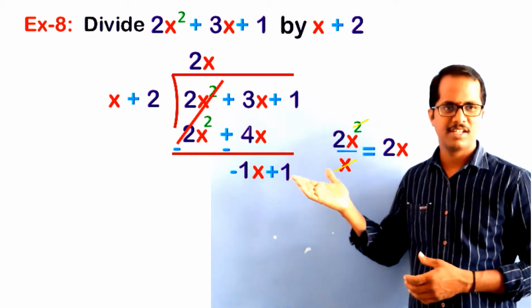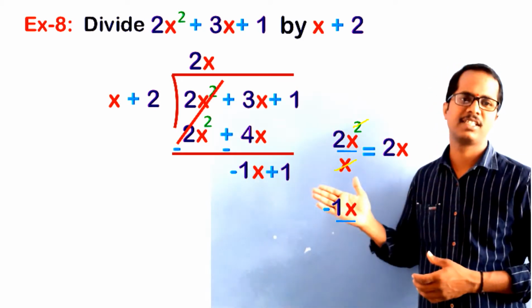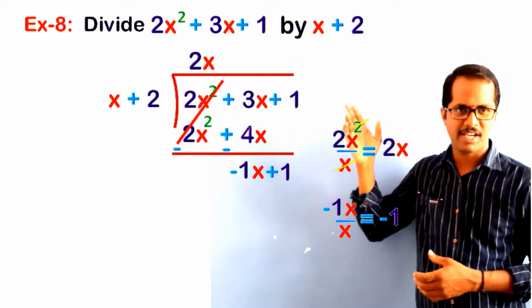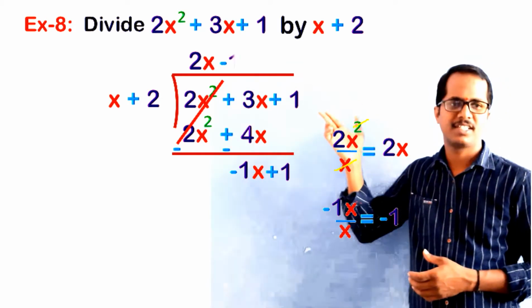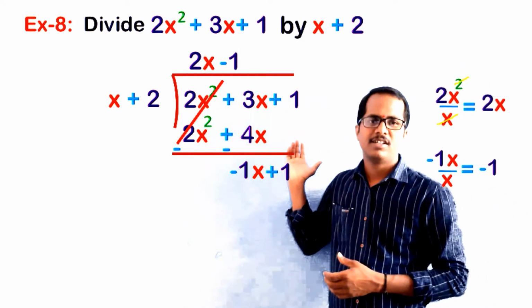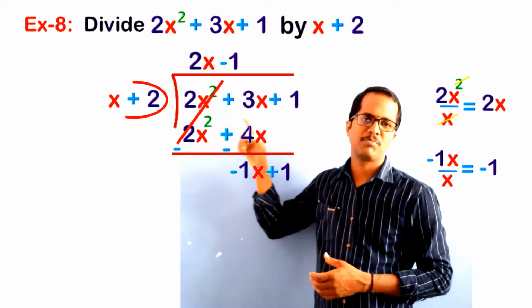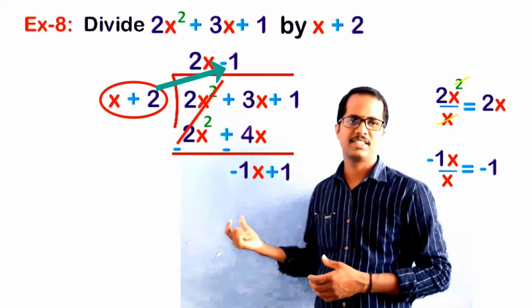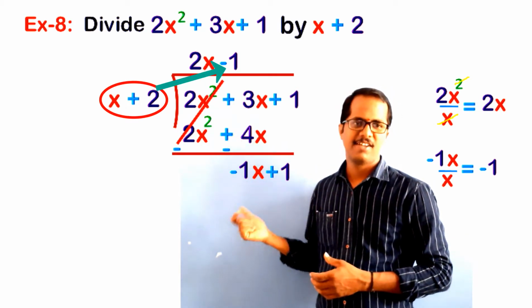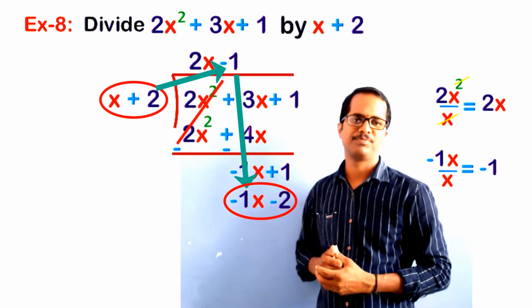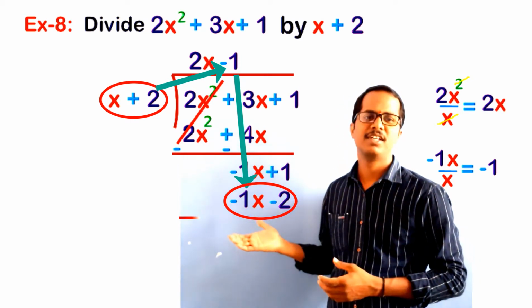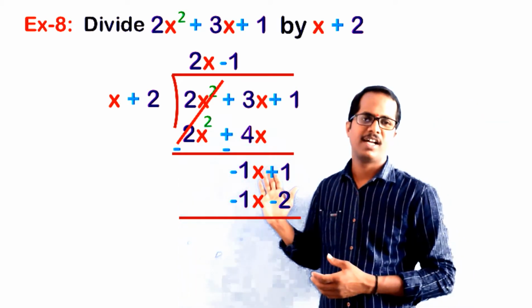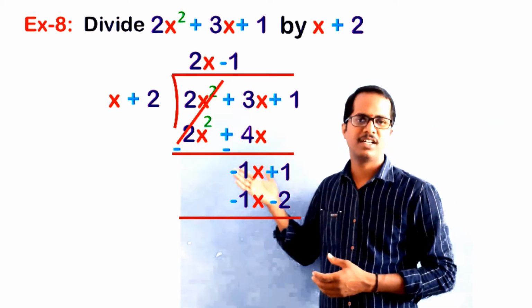So by dividing minus x by x, we get minus 1 as the quotient. So let us write the minus 1 in the quotient and multiply the divisor x plus 2 with minus 1. By multiplying x plus 2 with minus 1, we get the product as minus x minus 2. So now here what do we get? The product minus x minus 2, and we need to subtract this from the dividend.